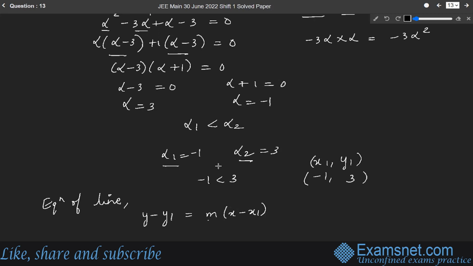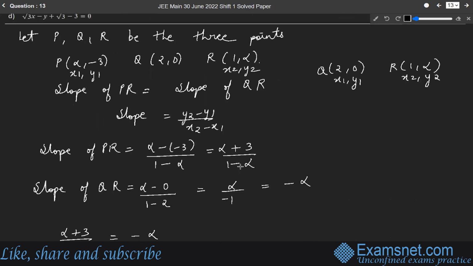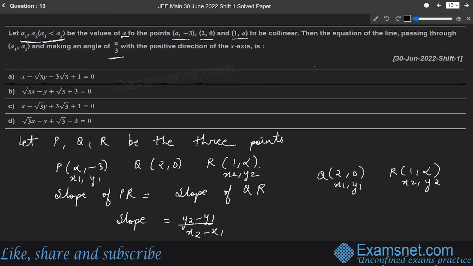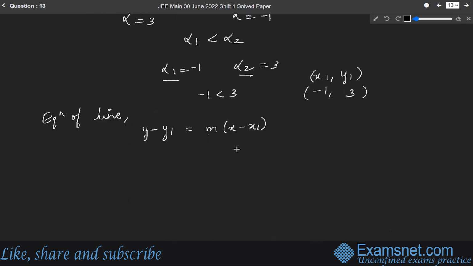What is m? m is the slope. And how do we calculate the slope of a straight line? You can see that in the question here we have an angle which is pi by 3. So whenever the value of the angle is given, we simply let the slope equal tan of that angle. So what is theta here? Theta is pi by 3. In this case, slope will be equal to tan theta. So what is tan theta? Tan pi by 3. From the trigonometric table, the value of tan pi by 3 is root 3. So we can say that the value of m is root 3.